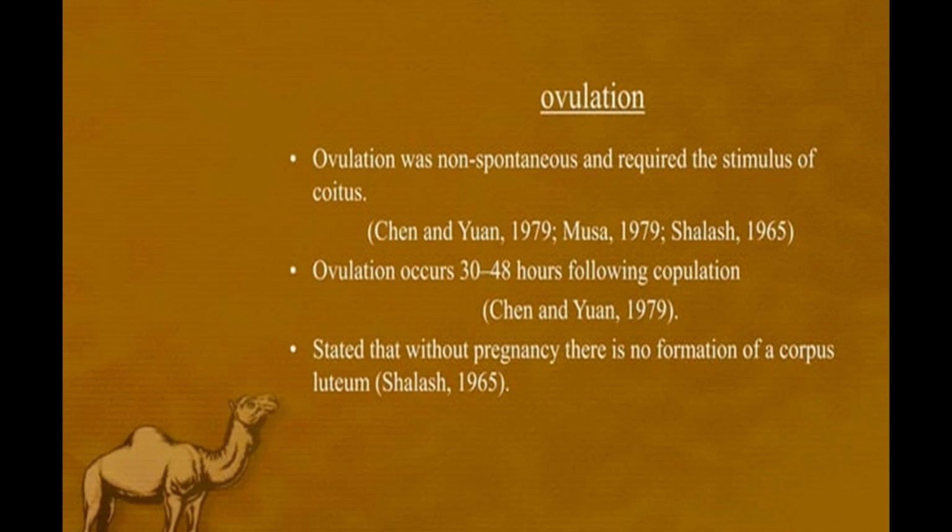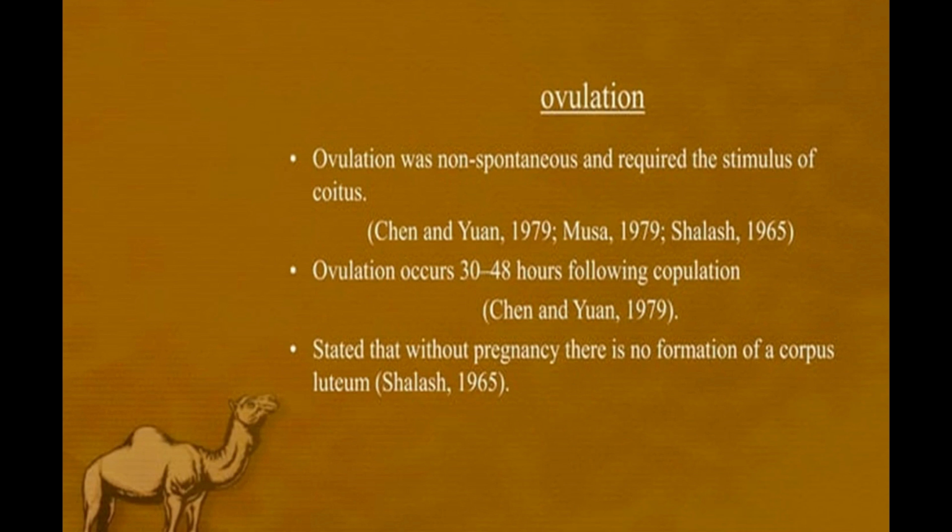Ovulation is non-spontaneous and requires the stimulus of coitus. As I told you before, it occurs only when the male mates with the female, and then she ovulates. This is taken from research data, and I have mentioned some authors here: Chen and Yuen, 1979, Musa, 1979, and Shelesh, 1965. Ovulation occurs 30 to 48 hours following copulation.